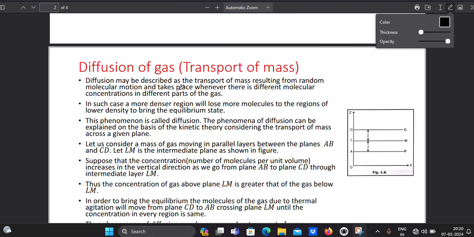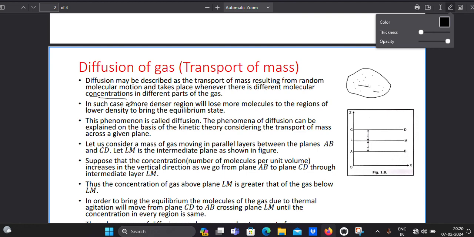It takes place whenever there is a different molecular concentration. What is concentration? Concentration means the number of molecules present in a unit volume. Suppose a large number of molecules are present in unit volume, then we can say that it is highly concentrated. If a small number of molecules are present per unit volume, then it is considered as low concentration. So concentration means the number of molecules present per unit volume.